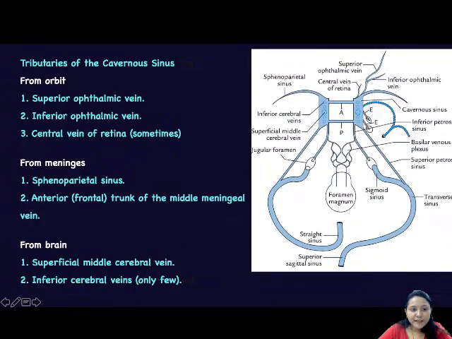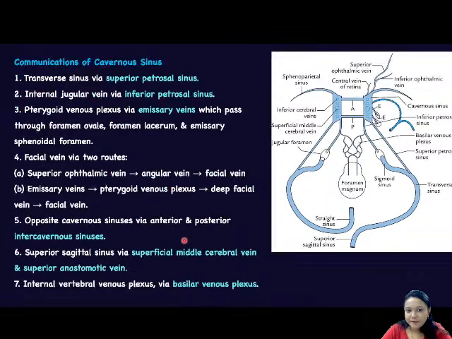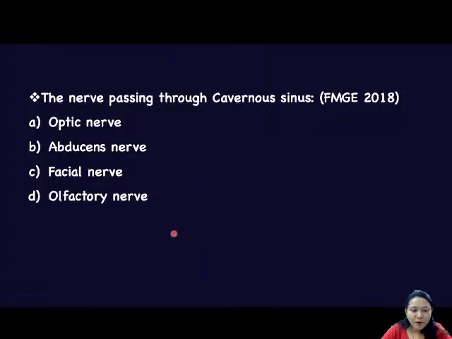Then they give many tributaries, like the superior ophthalmic vein, the inferior, the central vein of retina. From the meninges, you have the sphenoparietal, anterior trunk or medial meningeal vein, and from the brain, you have the superior medial cerebral and the inferior cerebral veins. These are the tributaries of the cavernous sinus, and certain communications, which I am not going to discuss in detail. You can just go through the note. But what is important is the nerve passing through the cavernous sinus.